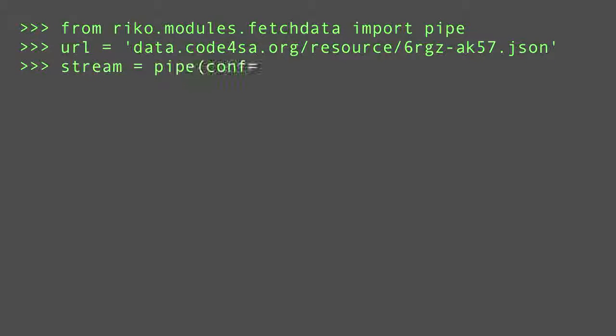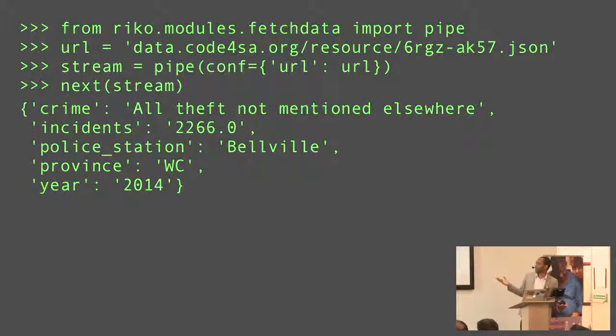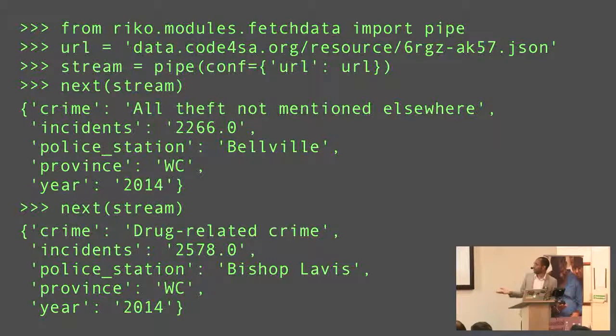Okay, so in this case, we're not gonna be doing any chaining. And so we're just gonna input the fetch data module directly. As before, you have a URL that you pass into the configuration, and then when you call the pipe function, you get back a stream. When you call next on it, this is the first data item that's there. So in this data set, you can see that essentially they classify all the crime that happened within South Africa, and then they attribute to a police station the number of incidents, year, and province. And then if you call next again, you just get the next item.